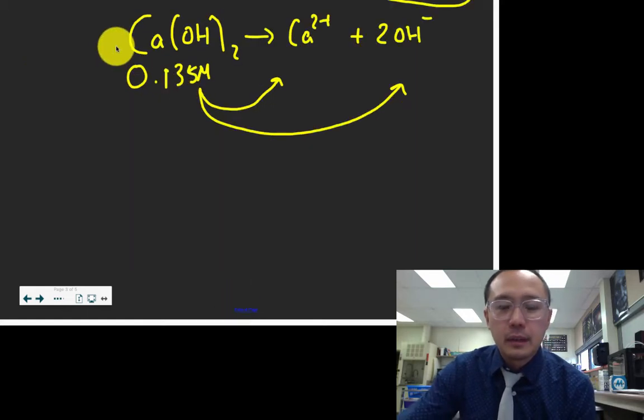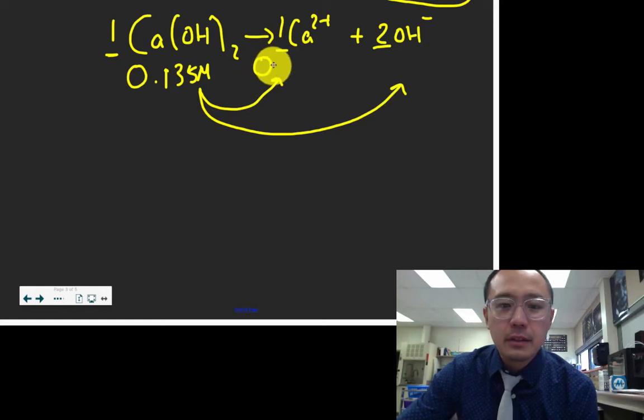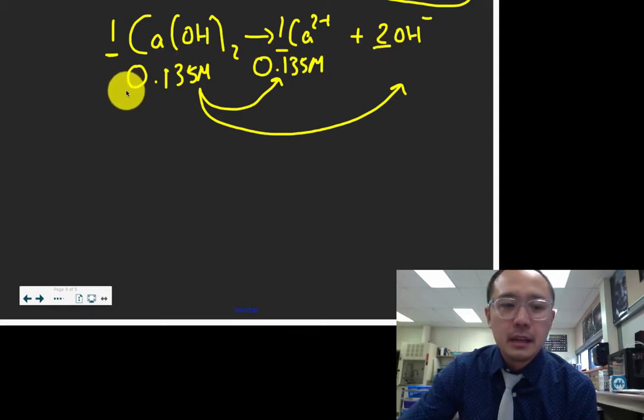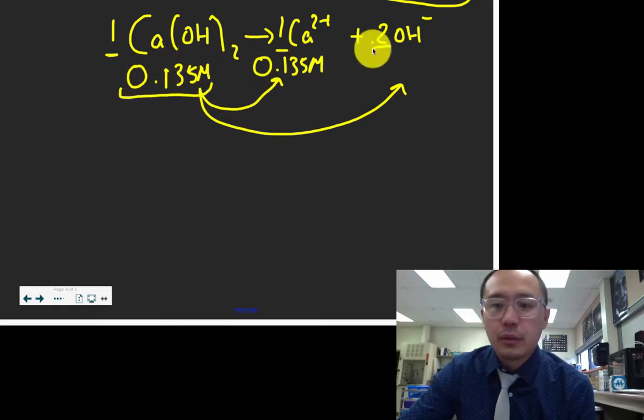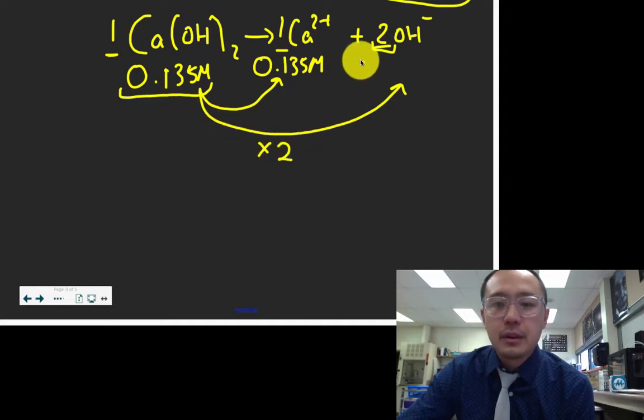If you look at it, check if my reaction is balanced. It looks like it's balanced. So this is going to be 1 to 1 to 2. I know that the calcium ion concentration is going to be the same. But this one is a 1 to 2, which means there's 1 of this for 2 of this. So I need to multiply this by 2 to get to here. So I'm going to get 0.270 molar of hydroxide ions.